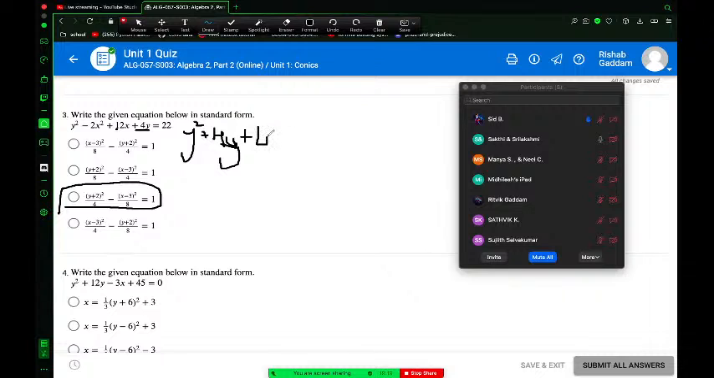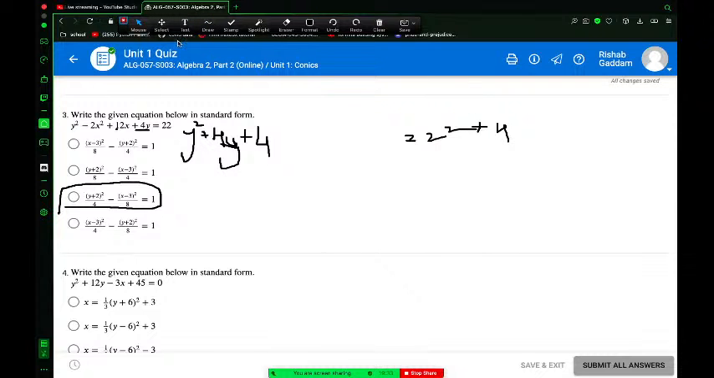So that's 4. And we have 22 plus 4 all the way over here. So I'm just gonna close the participants list right now. Okay, there we go. So that's a 22 plus 4 on this side also.